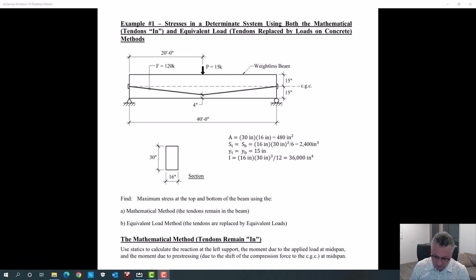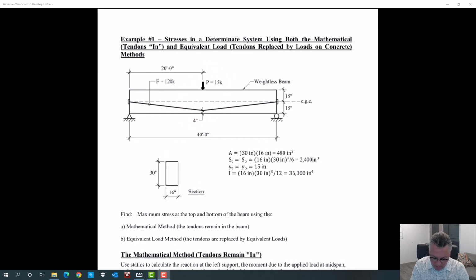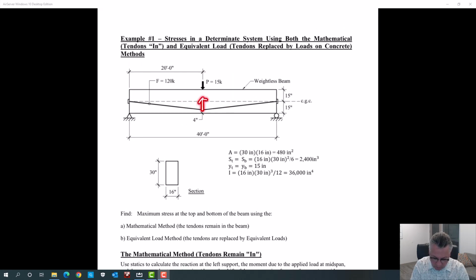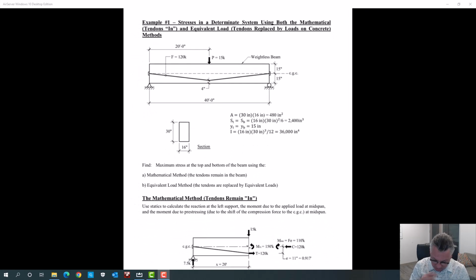So here's the example beam, and this one's going to be straightforward because the applied load and the equivalent load are happening at the same location. Of course, in your second homework assignment, I'm not going to make life that easy for you.